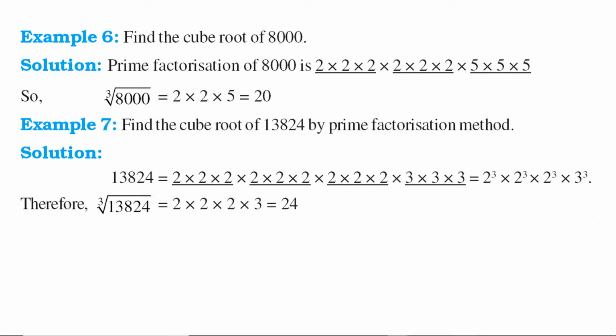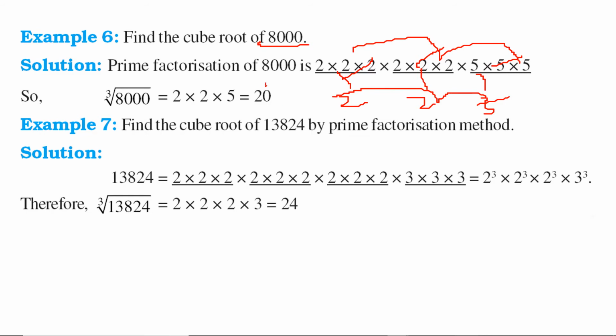Find the cube root of 8000. So 8000, the factors are like this. This is 2 cube, this is 2 cube, this is 5 cube. Just take 2 from here, take 2 from here, take 5 from here. 5 into 10, 10 into 2 is 20.